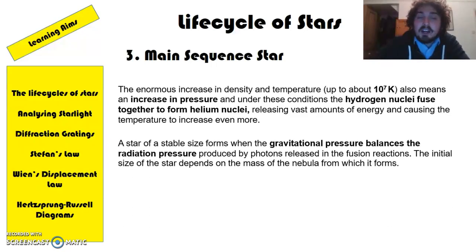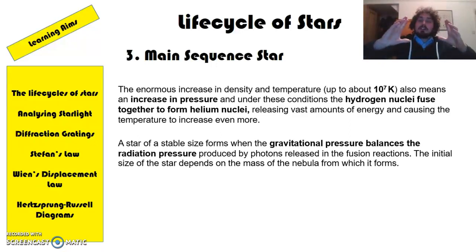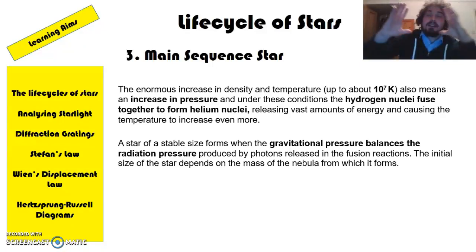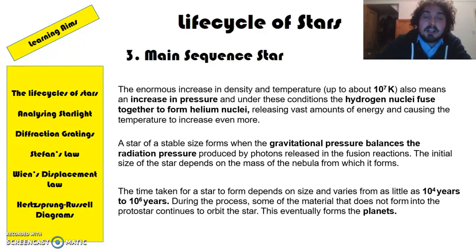Right? A star of stable size forms when the gravitational collapsing pressure is balanced by the radiation pressure of photons from the fusion reactions happening in the core. Now, that is actually momentum transfer from the photons, and there must be a lot of them to combat the massive star collapsing in on itself. So it just tells you about the power of fusion, really.